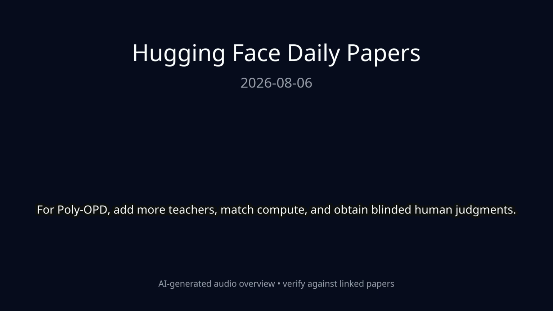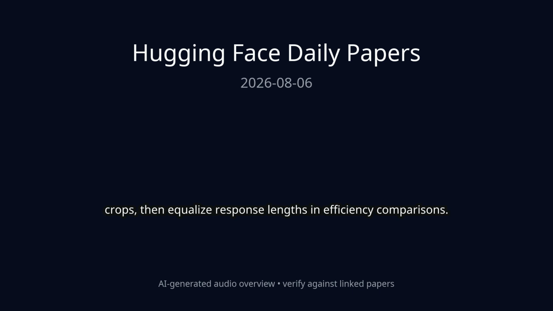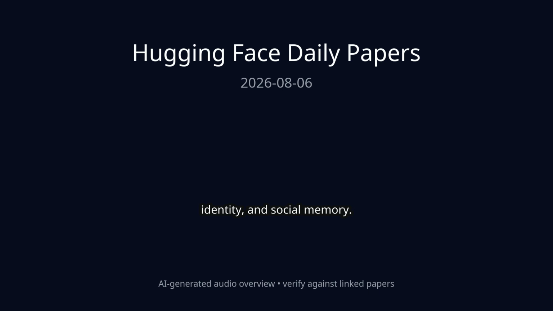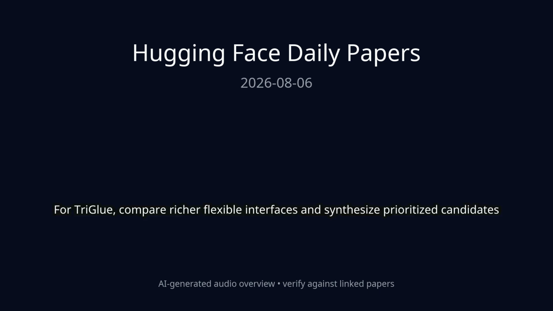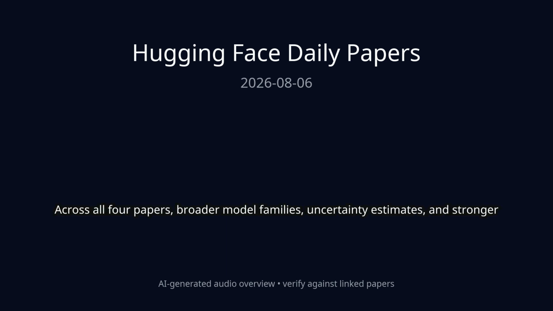For poly-OPD, add more teachers, match compute, and obtain blinded human judgments. For OPD-V, replace ground truth crops with detected, attention-derived, and random crops, then equalize response lengths in efficiency comparisons. For Hello World, test unpredictable streaming input, frame-level timing errors, persistent identity, and social memory. For TriGlue, compare richer, flexible interfaces and synthesize prioritized candidates for biochemical and cellular assays.